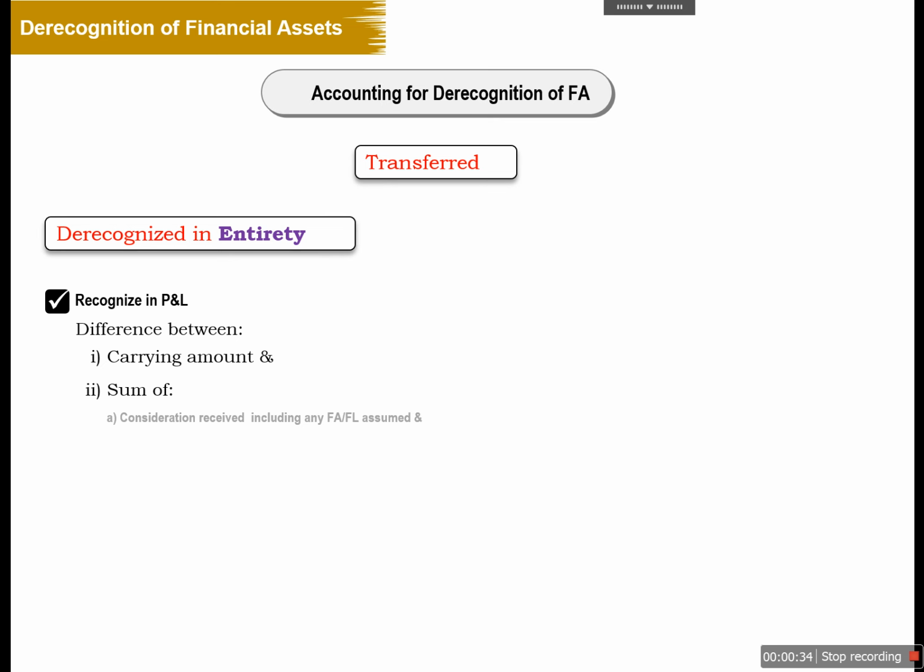adjustment of the value of financial assets that we have acquired or financial liability that we have assumed, and any cumulative gain or loss that has been recognized in equity. So this amount we will recognize in P&L at the time of derecognition of the financial asset.